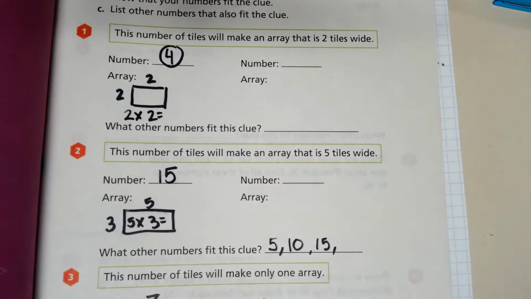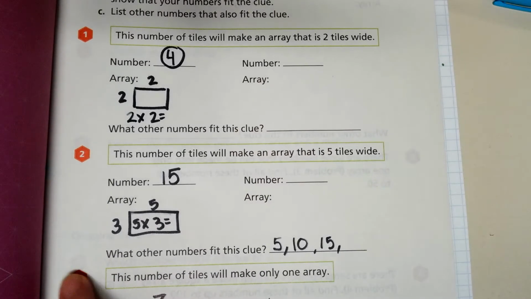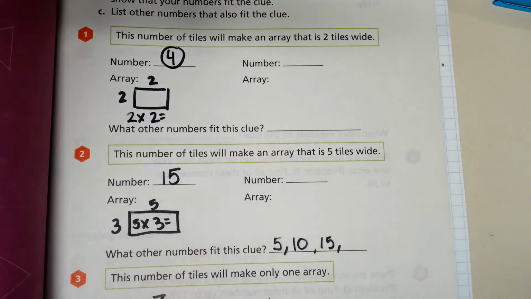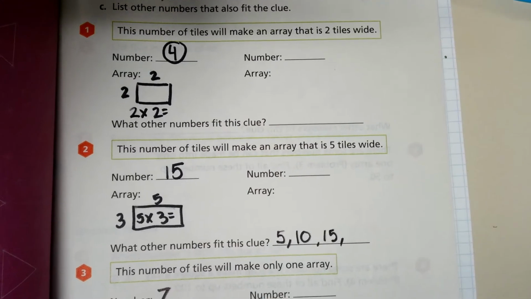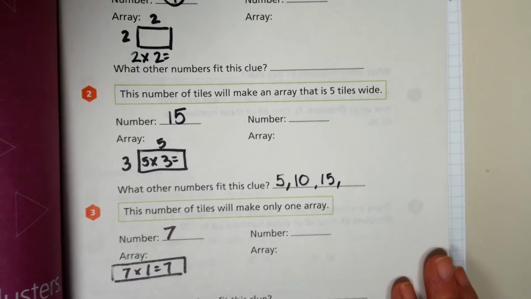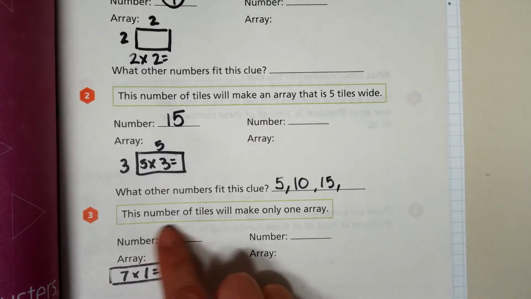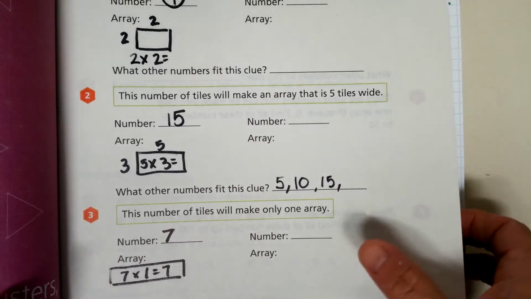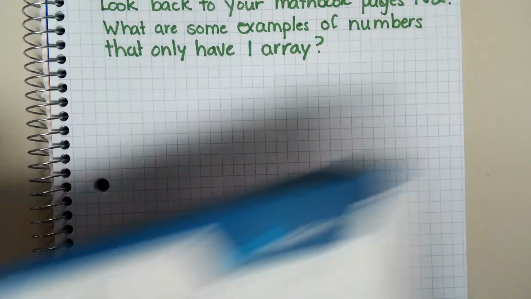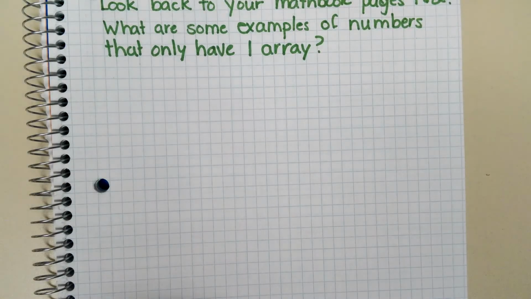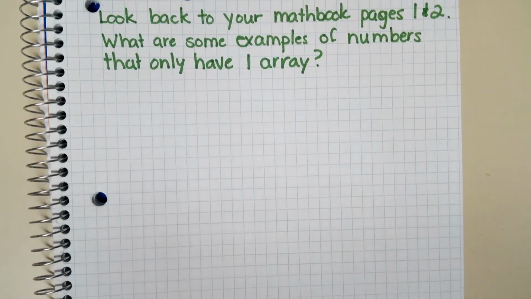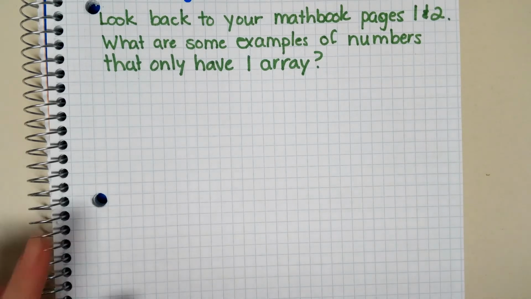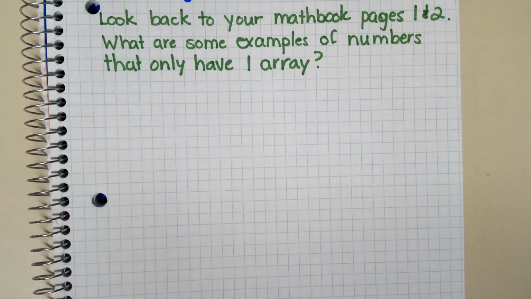All right, now I want you guys to go ahead and look at number 3 down here. This number of tiles will only make one array. Now, one of our students mentioned that the number of tiles 7 would only make one array. So we're going to be exploring that for just a moment. So we're going to look back to our math pages and what are some examples of numbers that only have one array?